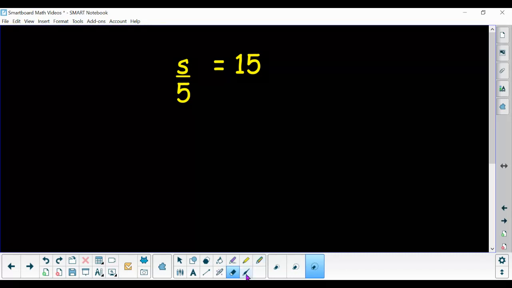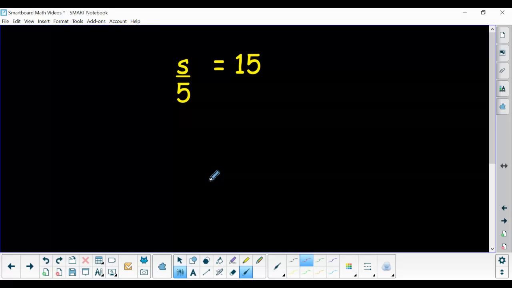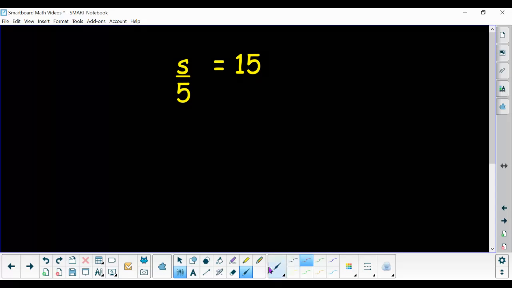But some equations have letters in them. We call that a variable. That is your variable. What does it stand for? We don't know. It's a mystery. And that's what we've got to figure out. We've got to figure out what S is. And what we have here is S divided by 5 gives you 15.